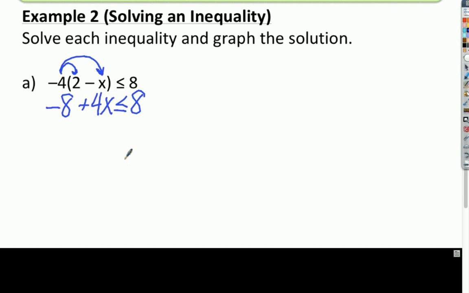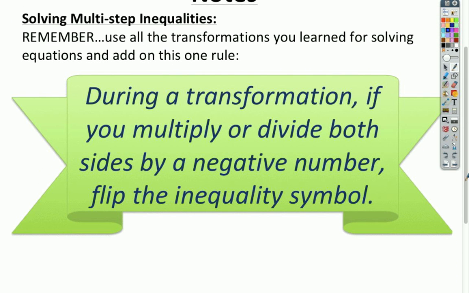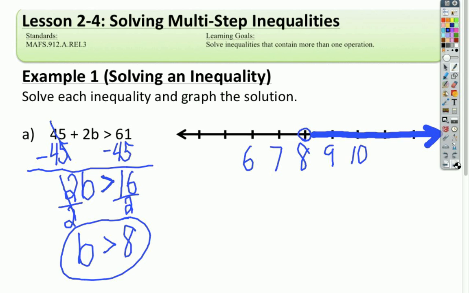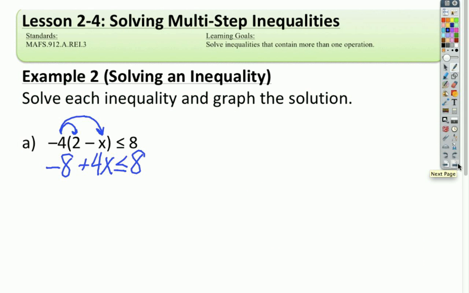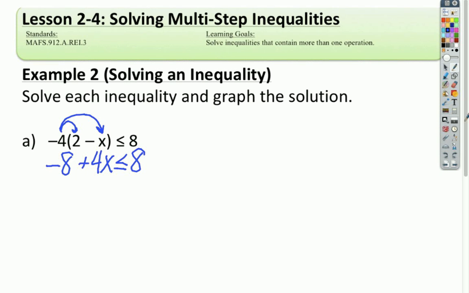Okay, so let me go back to the rule. And I want to underline 2 words. Also, this is only during a transformation. What we just did is not a transformation. What we just did is called simplify. That's not a transformation. So we do not flip the symbol in this case. We do not flip the symbol.